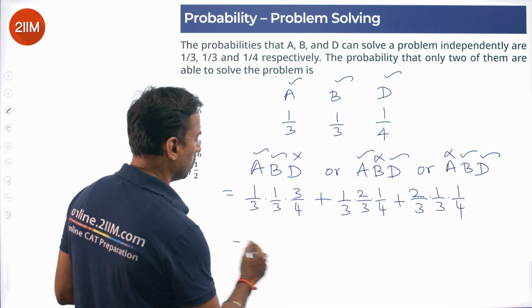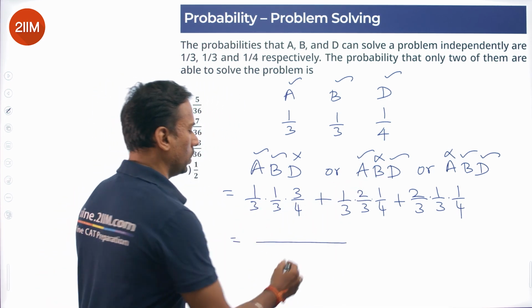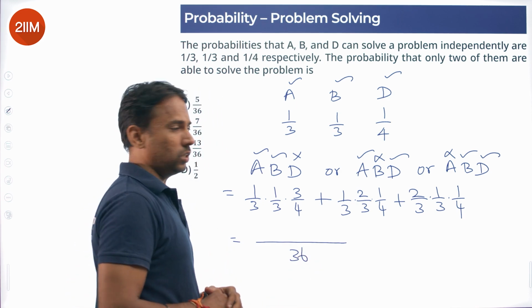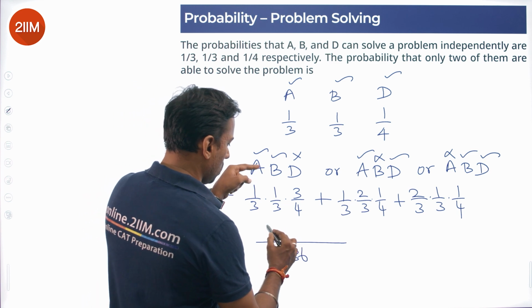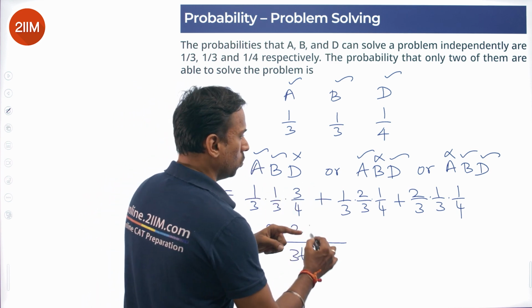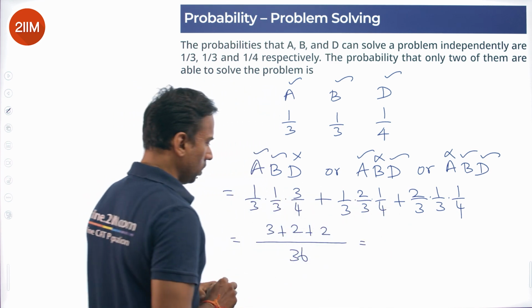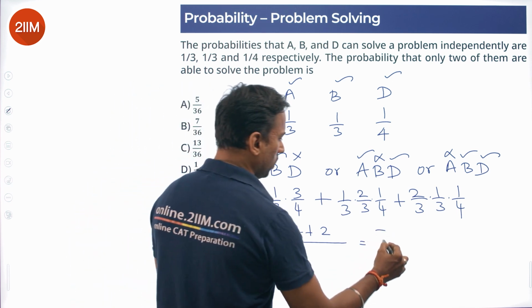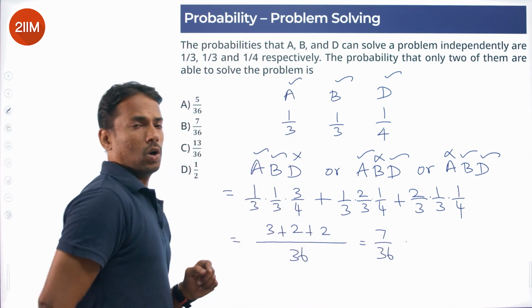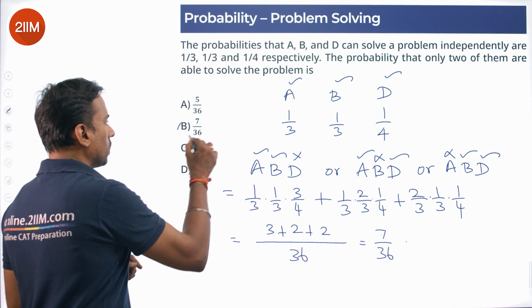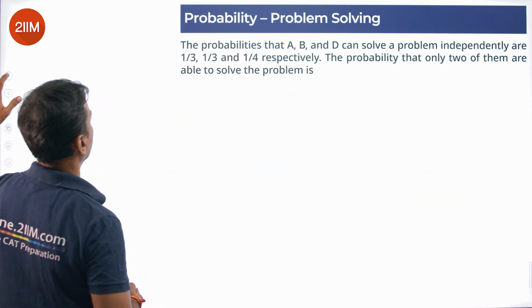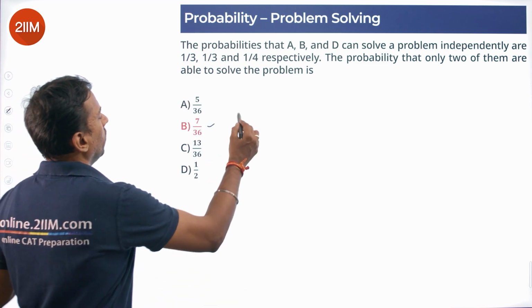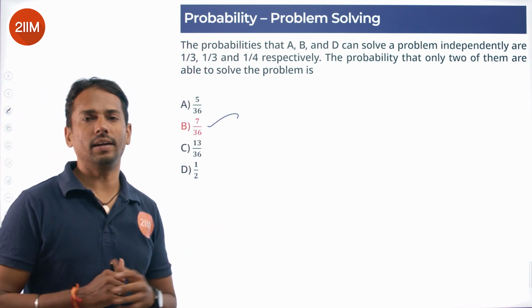Simplify, we get the answer. So 3, 3, 4, this is going to be 36. I am not cancelling anything. Common denominator is 36. So 1, 1, 3 is 3. 1, 2, 1 is 2. 2, 1, 1 is 2. So 3 plus 2 plus 2, it's going to be 7 by 36. Option B is the right answer. 7 by 36 is the right answer. Perfectly right, option B.